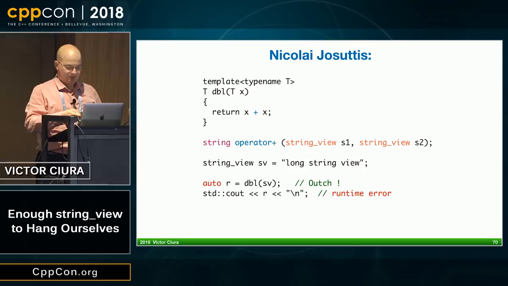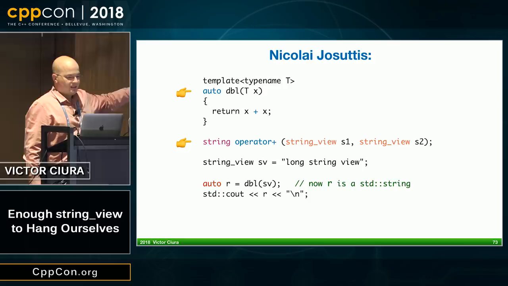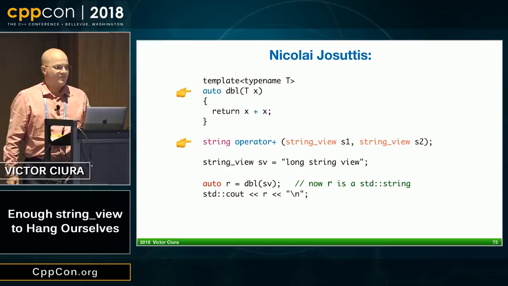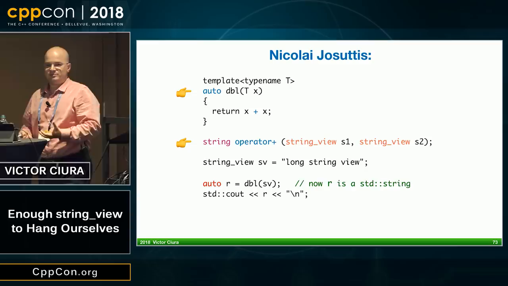And if we fix it and change the signature of the double function to return auto, then in this situation, R becomes a standard string now, and it can hold on to the temporary result of the plus operation that is a string. So very subtle thing, and very easy to mess up because of auto, basically.